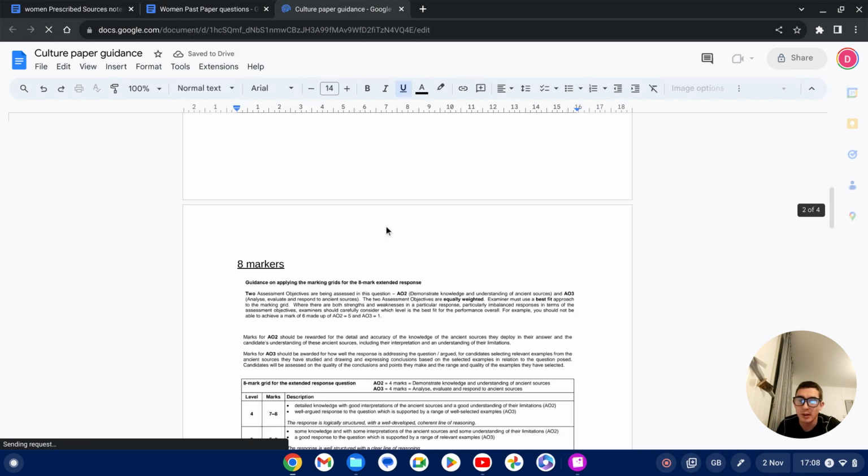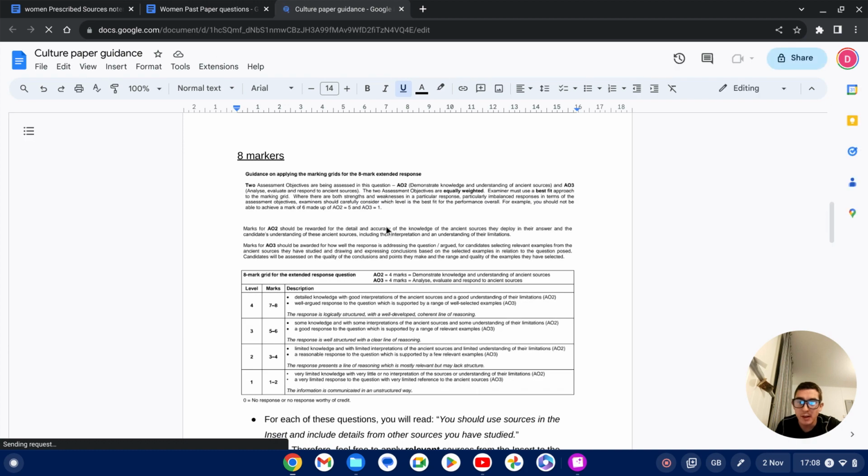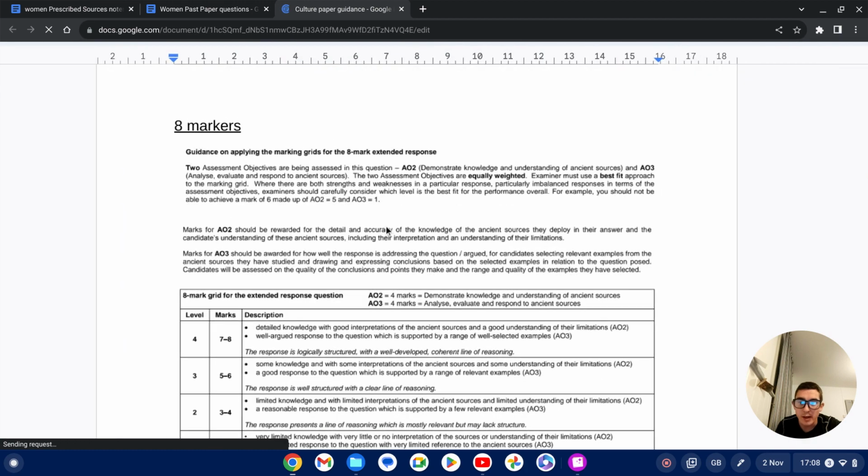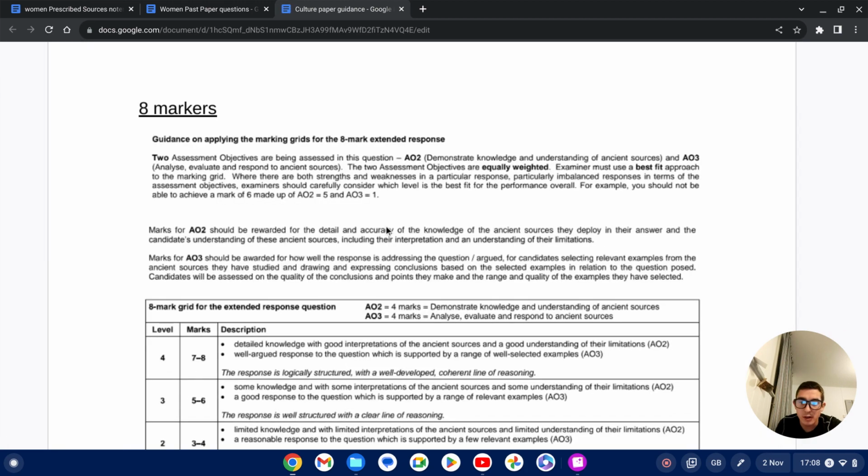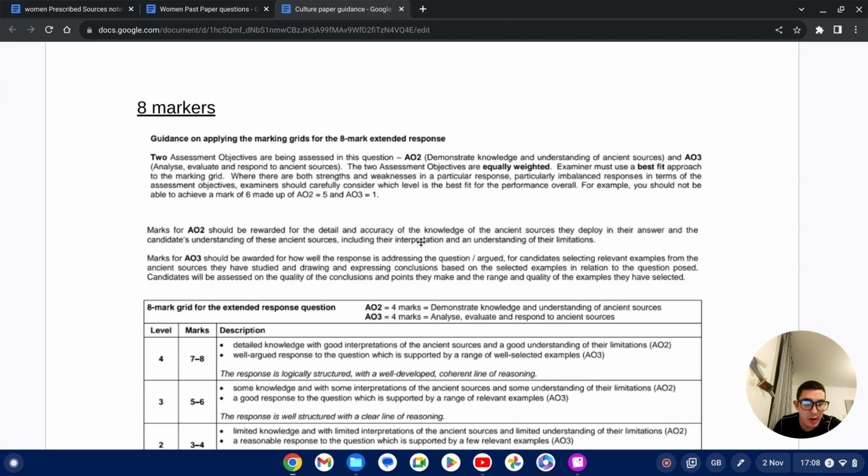Here we go. For your 8 markers, this is how we'd mark it, okay? It's important to note that this time you have marks for AO2, which we talked about previously, is demonstrate knowledge and understanding of ancient sources. So that we saw a lot before. And for AO3, analyse, evaluate and respond to ancient sources. So you need to do a bit more with it.